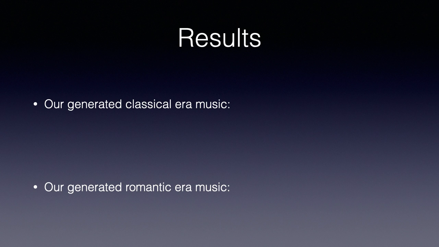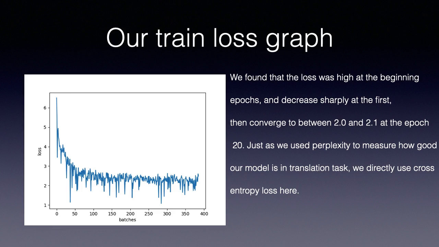So you can see that the romantic era music has a greater variety in pitch, dynamics, and rhythm, which is an expected result. So this is our train loss graph to show that our model actually learned something during the training process. While we use perplexity to measure how good a model is in a translation task, we just use the cross entropy loss here.